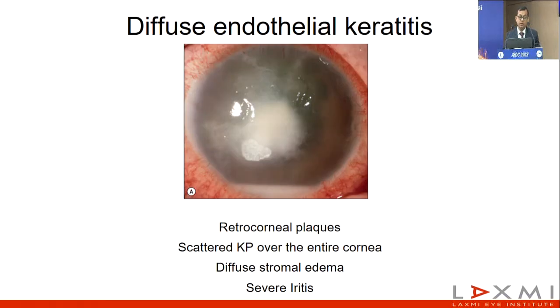Now, one scary type of endothelitis, which you see in this clinical picture, is diffuse endothelial keratitis. The unique feature about this is the retrocorneal plaques which are seen, and the scattered KPs all over the cornea, diffuse stromal edema, and severe iritis.